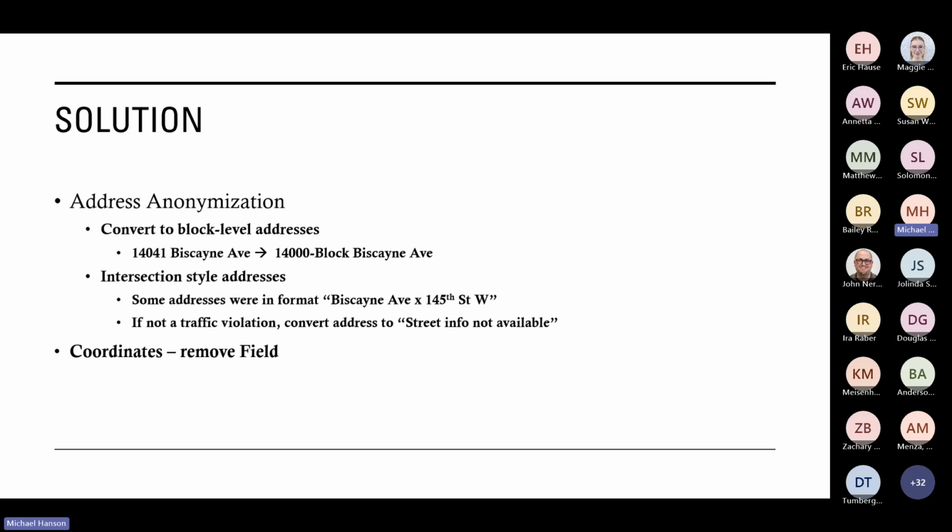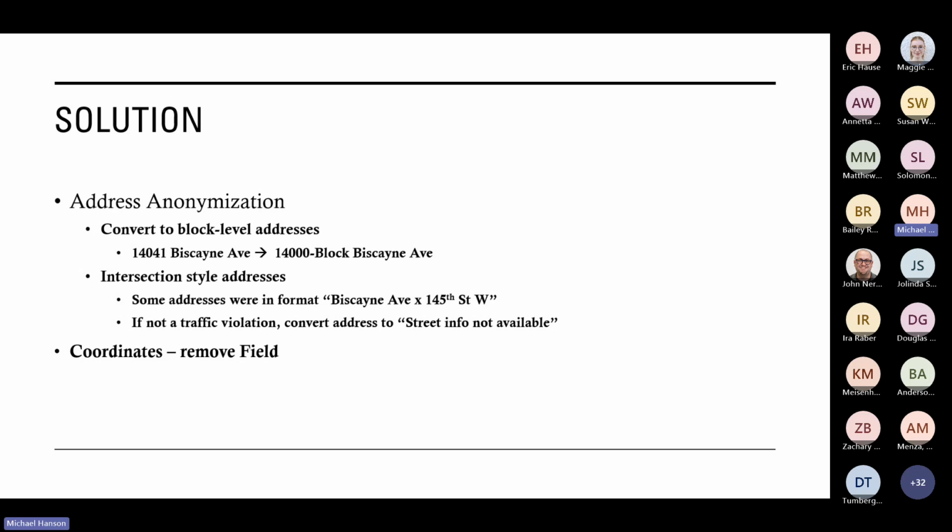So just starting with the attribute level anonymization, the first step was converting the address to a block level address. For example, 14041 Biscayne Ave, we just removed the final two digits and replaced them with 2 zeros. This is kind of how the blocks are structured on the avenues in Rosemount. We did a similar thing for street level address, or rather the east-west streets. This was just obviously a way to remove that immediately so that people can't place it over a house.